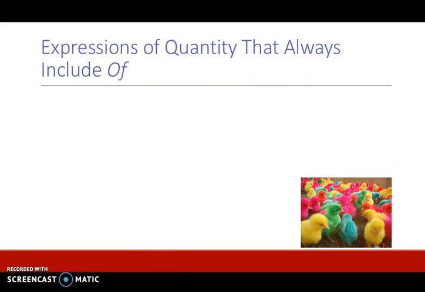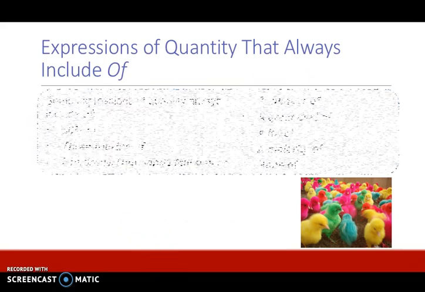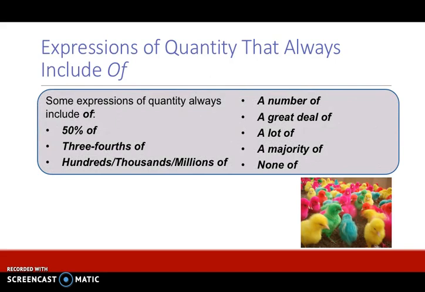Expressions of quantity that always include of. So some expressions of quantity always include of, such as 50% of, so any kind of percentage, 3/4 of, any kind of fraction, hundreds, thousands, or millions of, a number of, a great deal of, a lot of, a majority of, and none of. So with all of these expressions, we must include of.